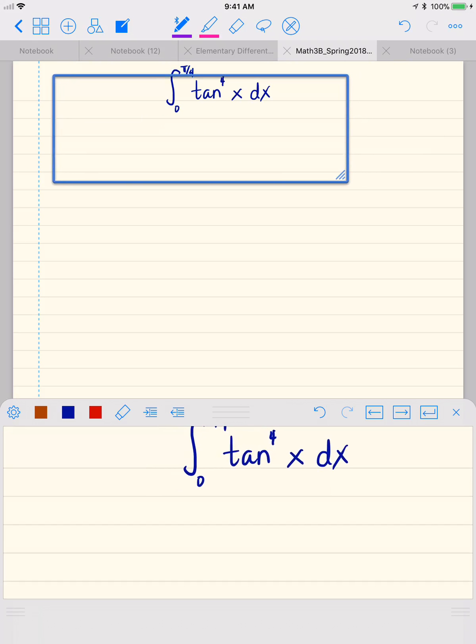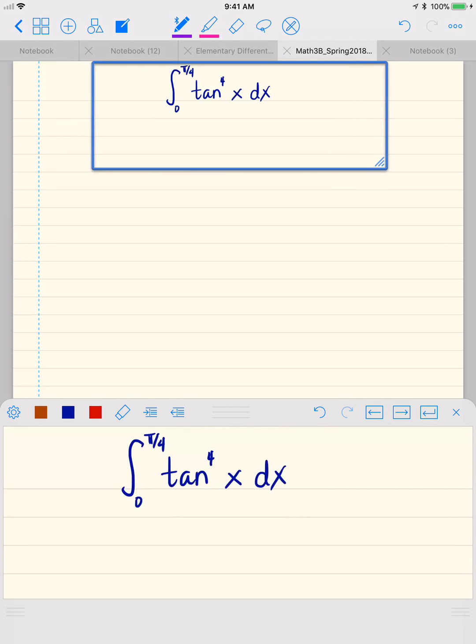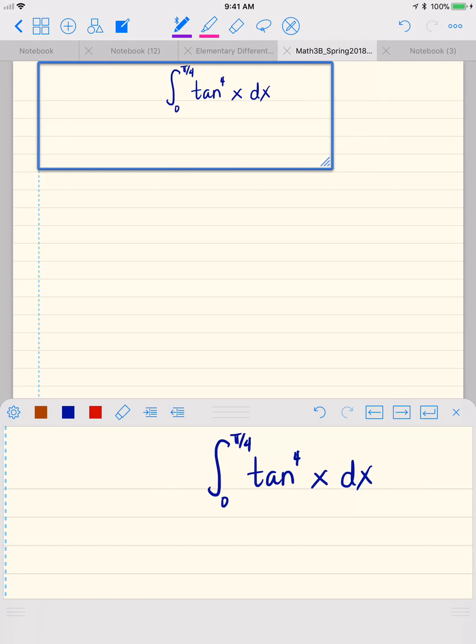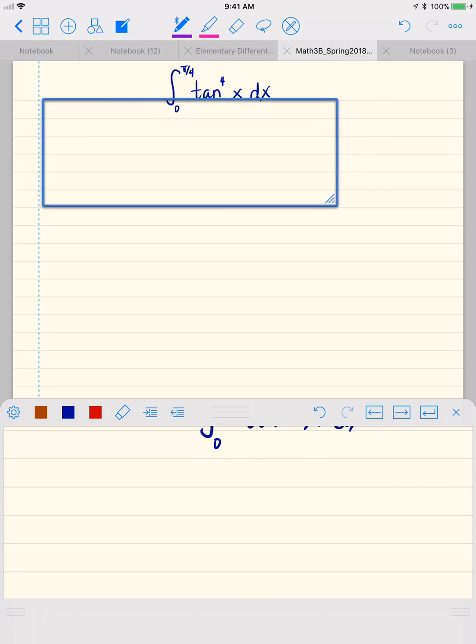Okay, so the first thing I want to do, we're integrating the fourth power of tangent of x from 0 to π/4. The first thing I do is figure out the integral of the fourth power of tangent of x dx. So first I do this, then I will evaluate it at the endpoints of 0 and π/4.